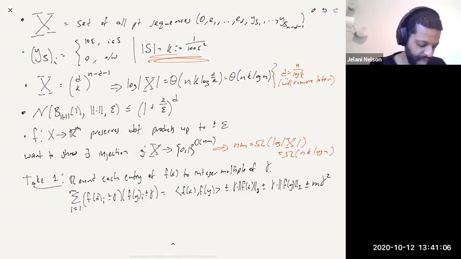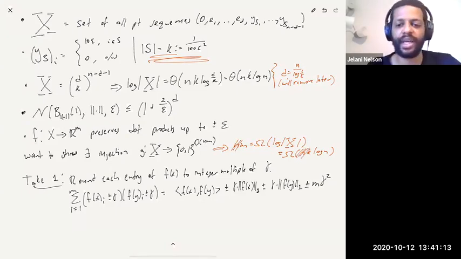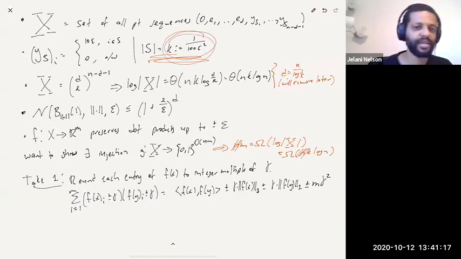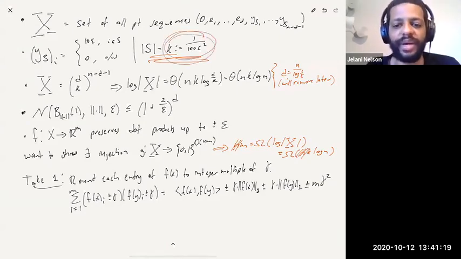And then you cancel the n's and you get exactly what you want. M is omega k log n. And right, what is k? K is roughly 1 over epsilon squared. So you get a 1 over epsilon squared log n lower bound.